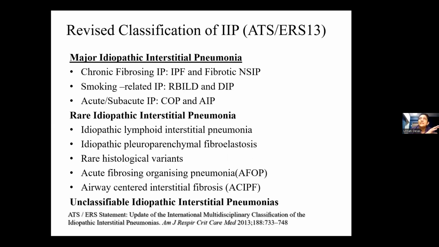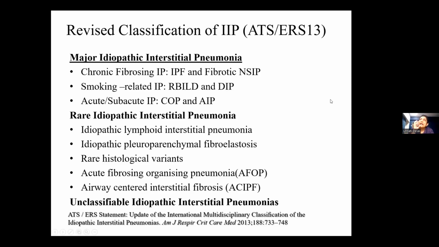So basically, these diseases have a chronic course and they have fibrosis. That is why they are known as chronic fibrosing interstitial pneumonia, and these consist of idiopathic pulmonary fibrosis and fibrotic NSIP. Then you have IIPs which are very classically seen in smokers. These include the RBILD, or respiratory bronchiolitis associated interstitial lung disease, and desquamative interstitial pneumonias, or DIPs.